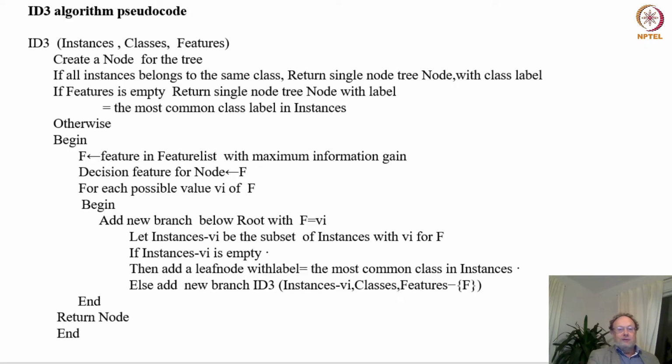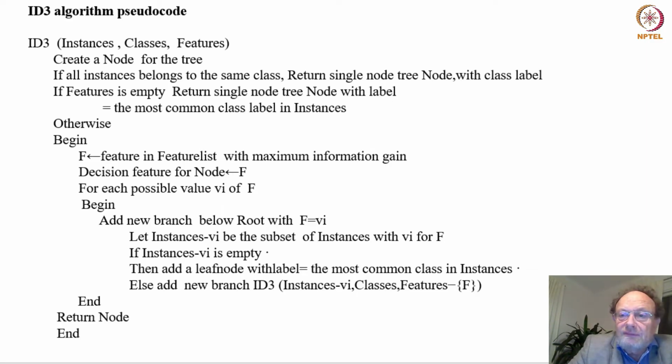Otherwise, you make a recursive call to the ID3 algorithm again, using the arguments now, the instances, but only those instances that belong to this branch. Of course, you also have a parameter for the classes, and you also include the features, but of course you have to remove the feature already used, because according to this algorithm, features are never reused in this process. And finally, the algorithm stops by returning the node.